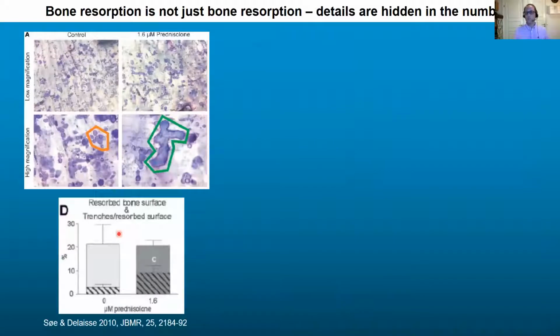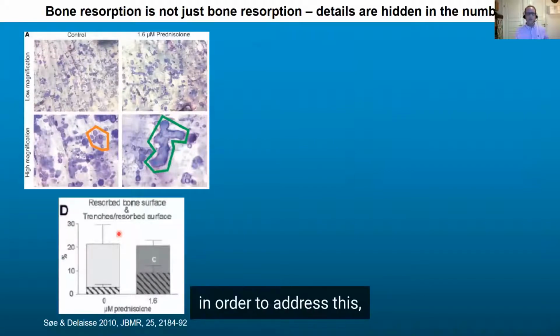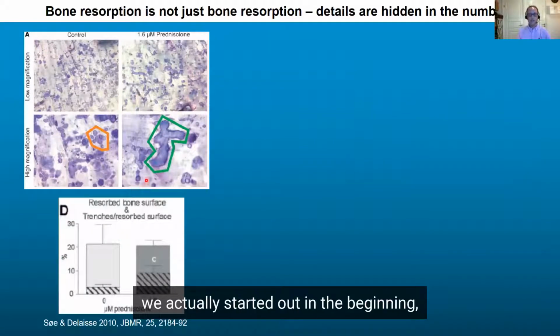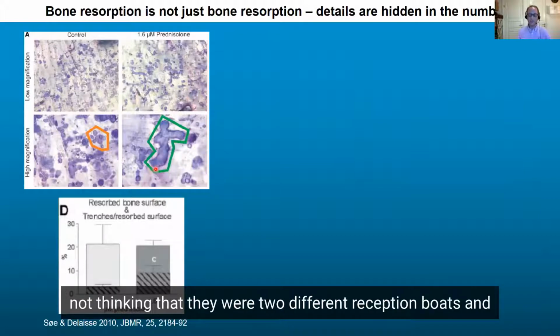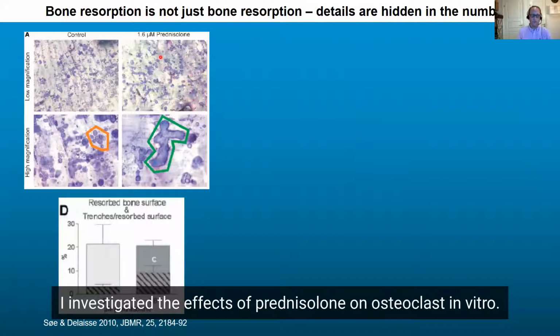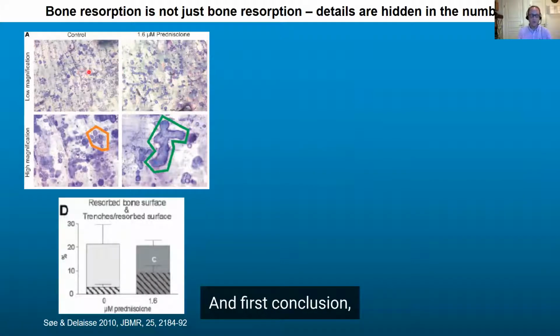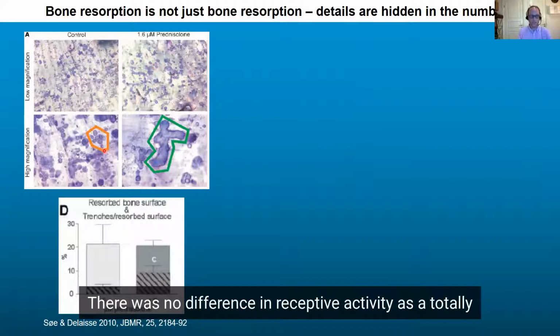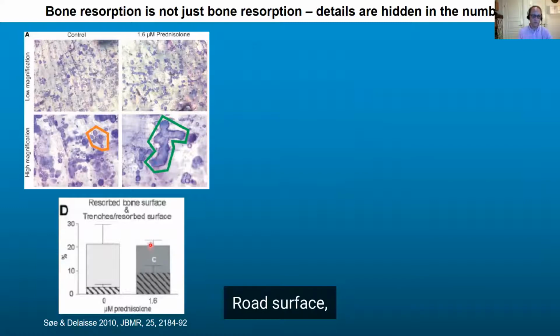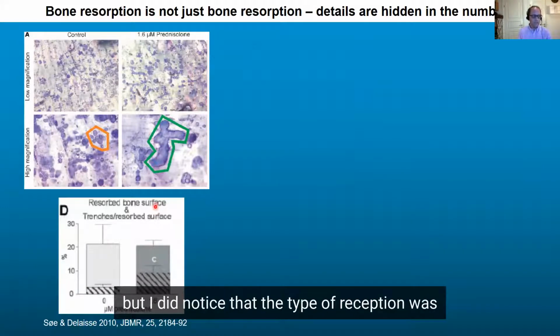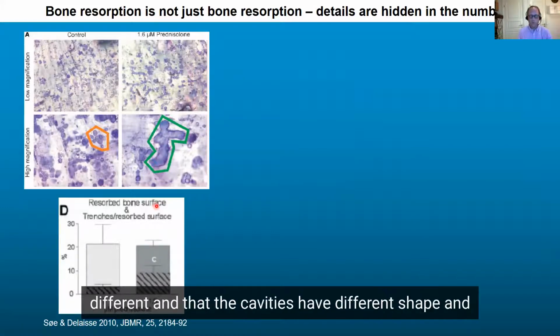But does it really matter? Well, in order to address this, we actually started out in the beginning not thinking that there were two different resorption modes. And I investigated the effect of prednisolone on osteoclasts in vitro. And first, the conclusion was that there was no effect. There was no difference in resorptive activity as the total eroded surface. But I did notice that the type of resorption was different. The cavities have a different shape.